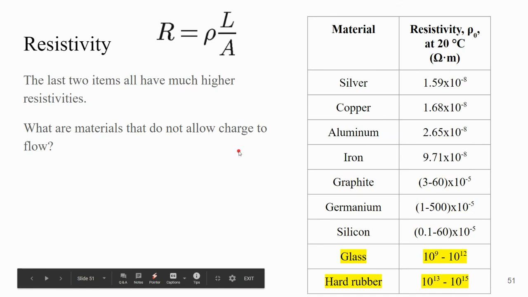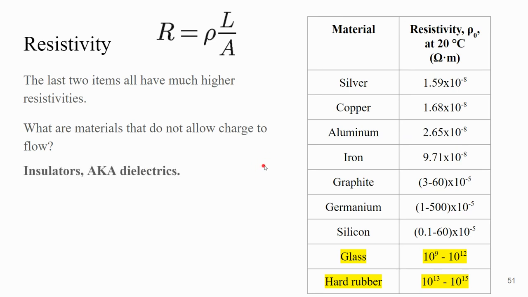And our last couple of things here, we've got glass and hard rubber. So very high resistivities. We went from 10 to the minus 8 to 10 to the minus 5th to 10 to the 12th to 10 to the 15th. So very high resistivities. These things barely let charge flow at all. And what are the names of these things? They're insulators. And another name for an insulator is a dielectric. But usually we say insulator.